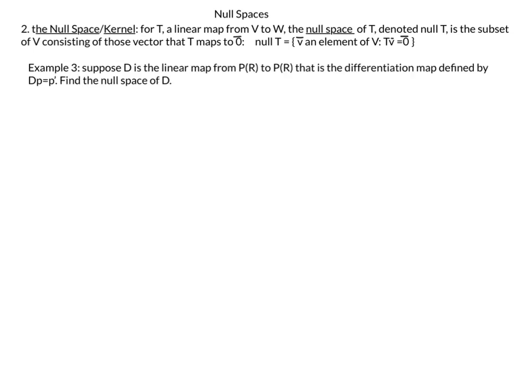Our next example, suppose D is the linear map from the polynomial space to the polynomial space, that is the differential map defined by D of a polynomial is equal to the polynomial prime, or the derivative of the polynomial. Find the null space of D.